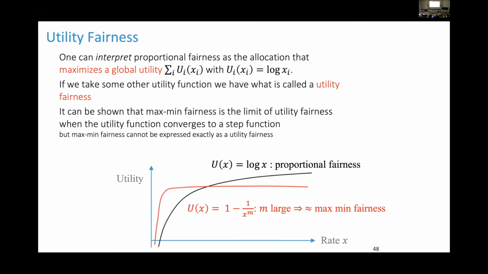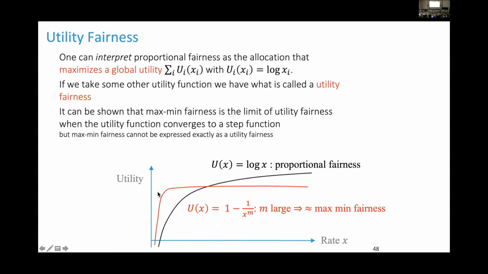Another important thing is that proportional fairness can be interpreted as what we call utility fairness. It's a known thing in economics, where we maximize a global utility. We take a utility function U_i for each source, apply it to that rate, and maximize the aggregate. In the case of proportional fairness, this U_i is identical for every choice of i, and it is simply a logarithm. If I plot this U function, it is the logarithm function.